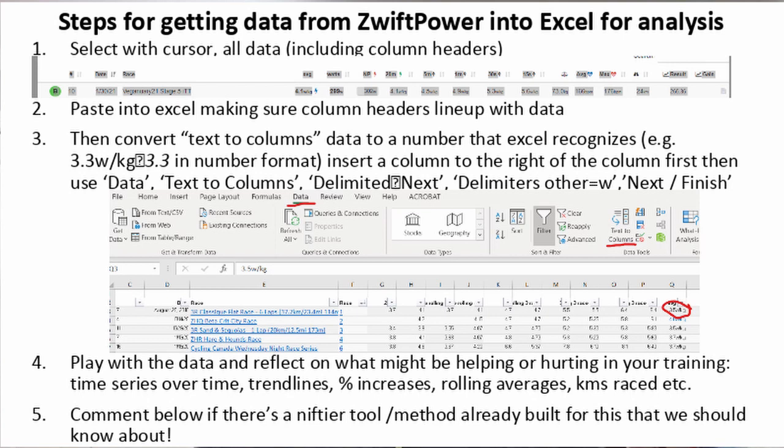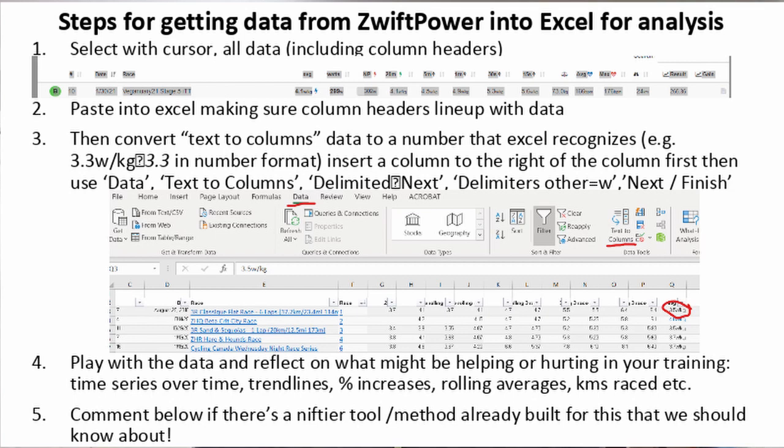Then what you want to do is to get the information that's in those cells into number formats so Excel can read them, because Zwift Power posts them as 3.3 W-kg. So we want to separate the number from that W-kg.